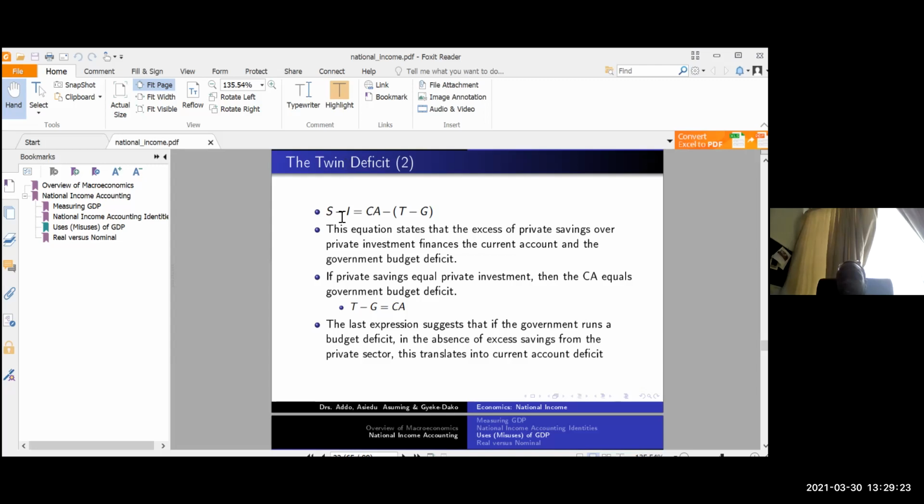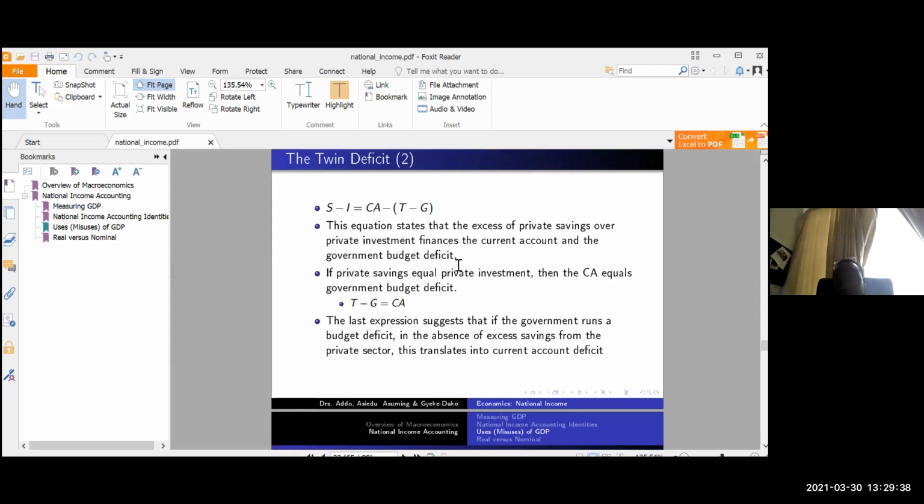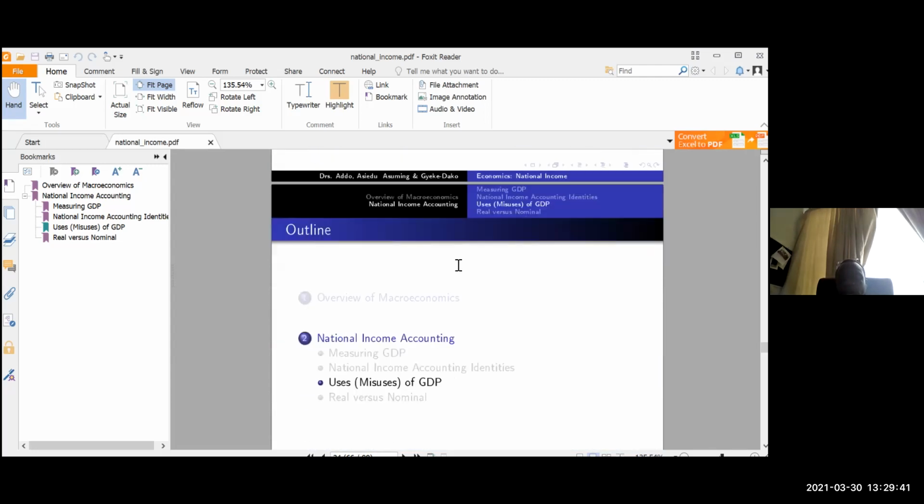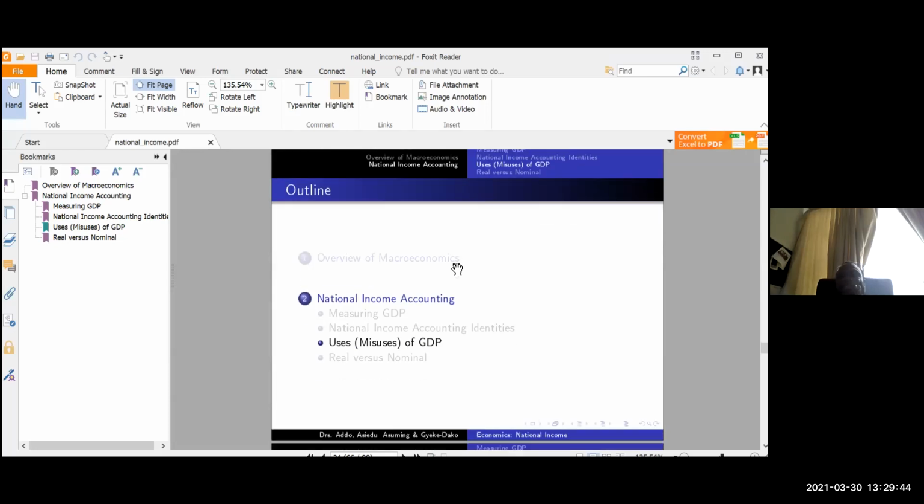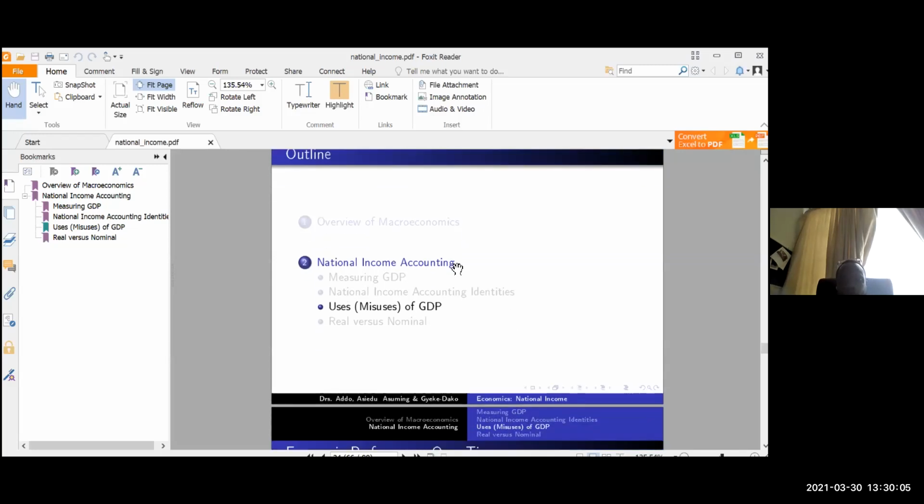The fact that excess of private savings over private investments can help to finance the government's current account and also the government budget deficits is an identity that you should keep in mind. So there are two identities there: the income approach and the expenditure approach if you are calculating GDP, and the identity regarding the current account and the budget deficit, and the fact that excess savings can help to finance these two things. Okay. Uses and misuses of GDP.